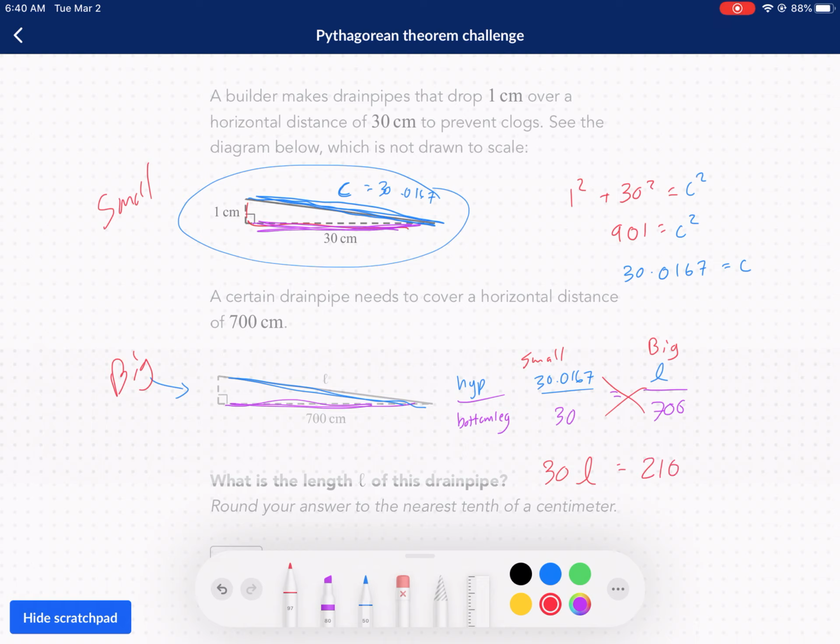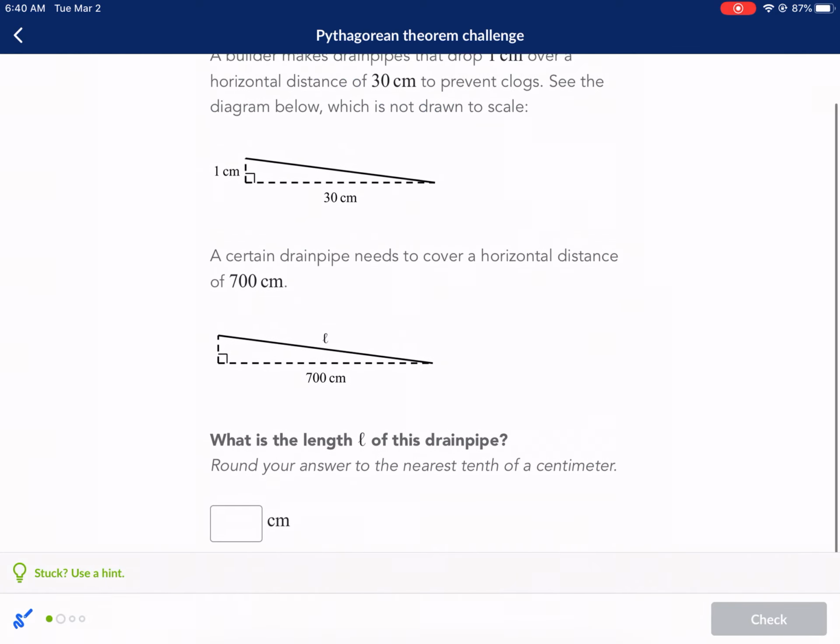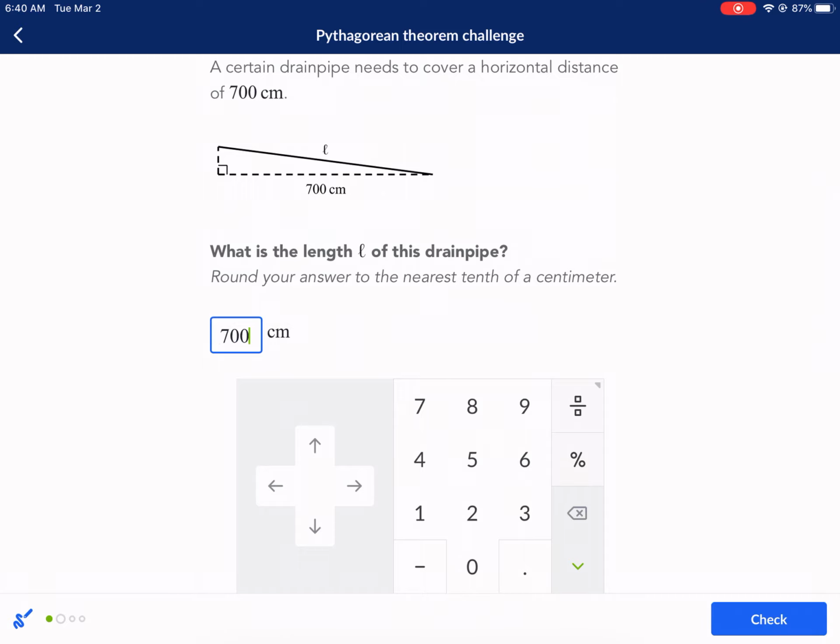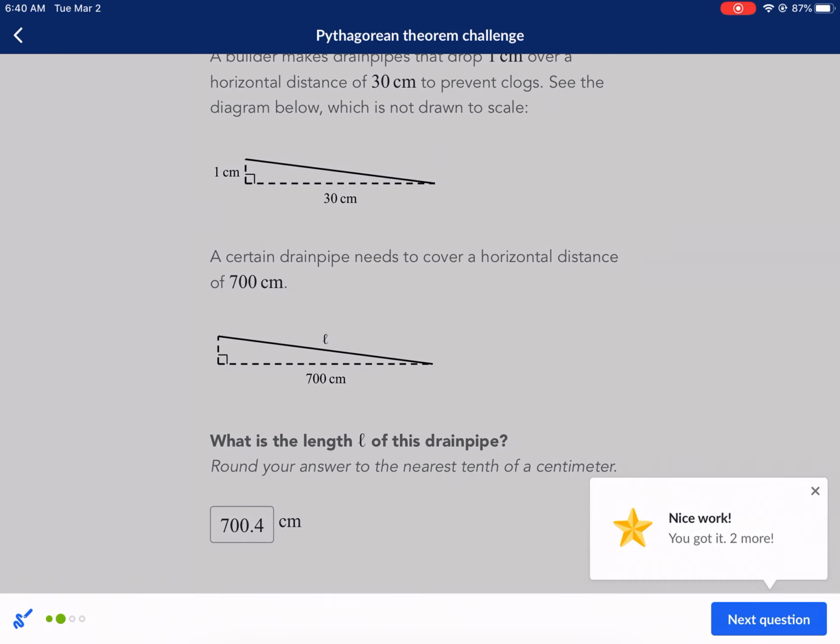So I get 21011.663. I'm going to divide that by 30 now to solve for L. So we get 700.3, rounded to the nearest tenth. So 3/8, that's going to round that to 4, 700.4 centimeters. All right, next question.